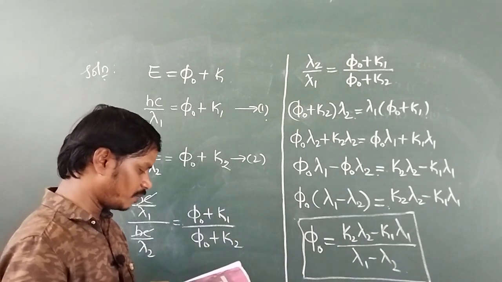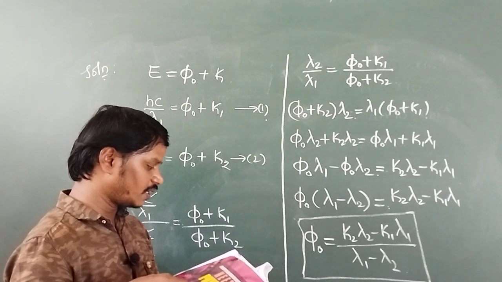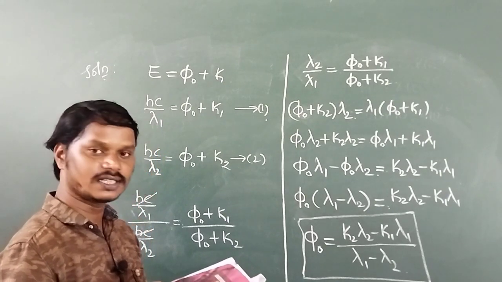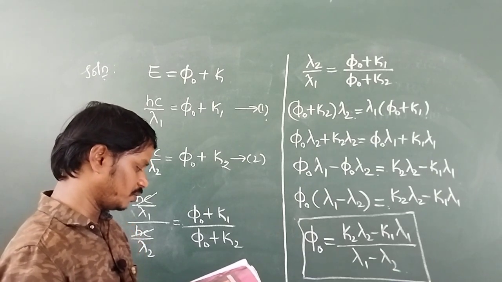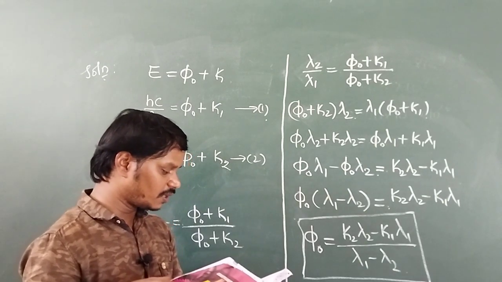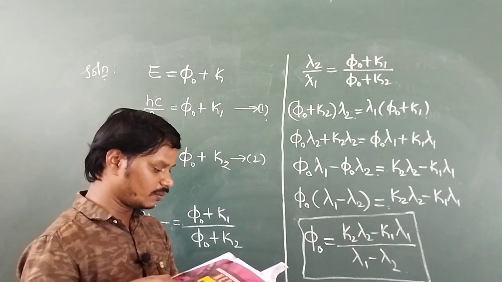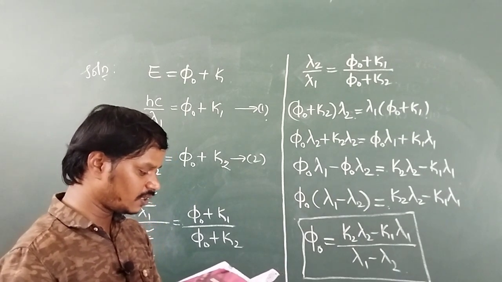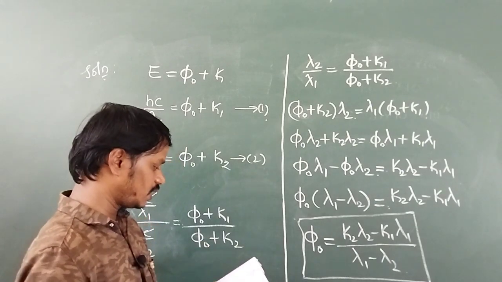First option is lambda 1 k1 minus lambda 2 k2 divided by lambda 2 minus lambda 1. Then second option lambda 1 k2 minus lambda 2 k1 divided by lambda 1 minus lambda 2. And third option k2 minus k1 divided by lambda 1 k1 minus lambda 2 k2. And last option lambda 2 minus lambda 1 divided by lambda 2 k1 minus lambda 1 k2. So which is the correct one? First one is the correct.